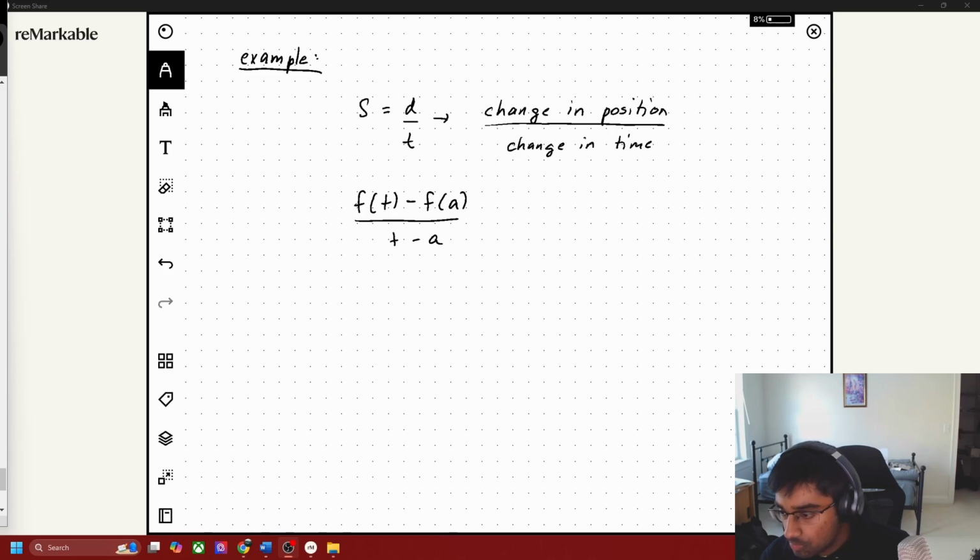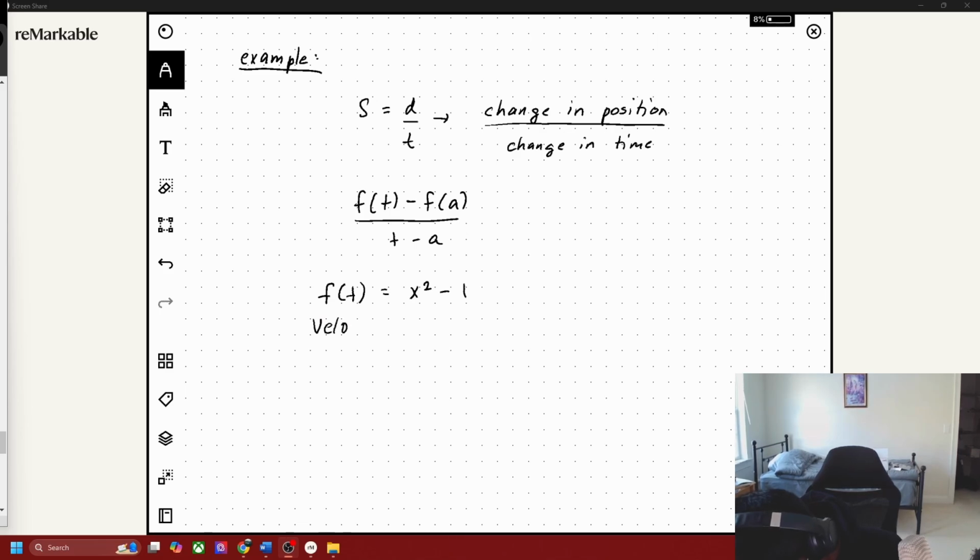All right. Okay, so let's say we have something that's moving at this function. So let's say f of t equals t squared minus 1. Let's say something is moving and its position is given by this function here. And we want to find its velocity at, sorry about that, t equals, let's say, 2.